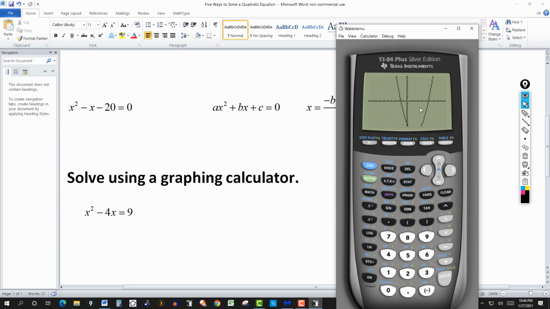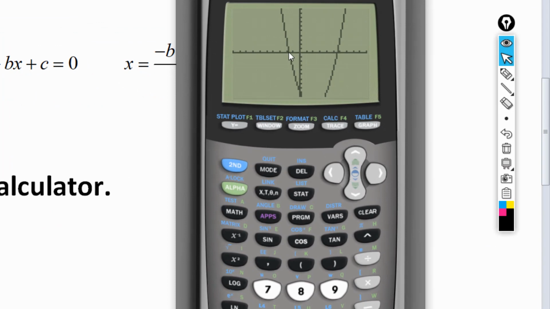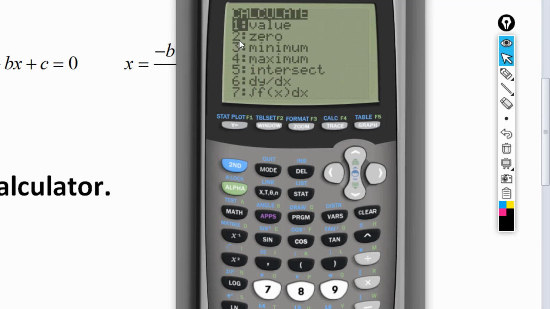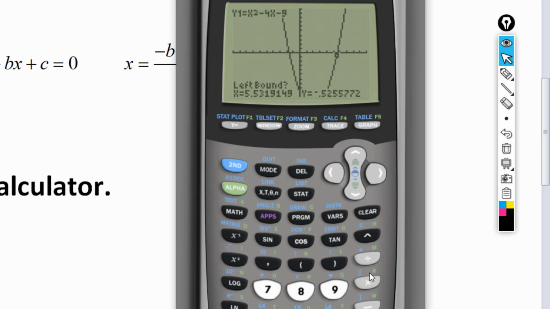And you can see it intersects the x-axis at 2 points. So the x-intercepts there will generate the zeros, which of course are the solutions for the equation. Okay, 2 x-intercepts gives me 2 zeros, which of course are the 2 solutions. We hit second, accessing the calculate menu there, and we want number 2 there, which has zero. So hit 2. And we can find either one here.